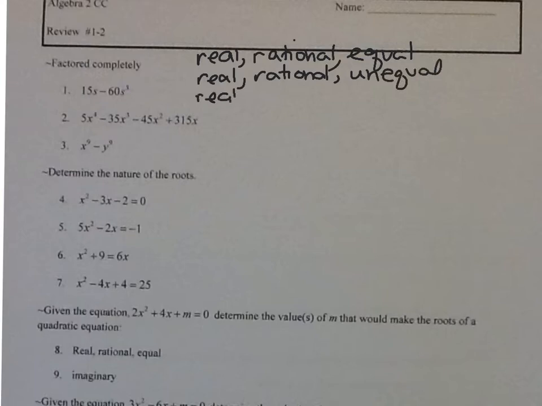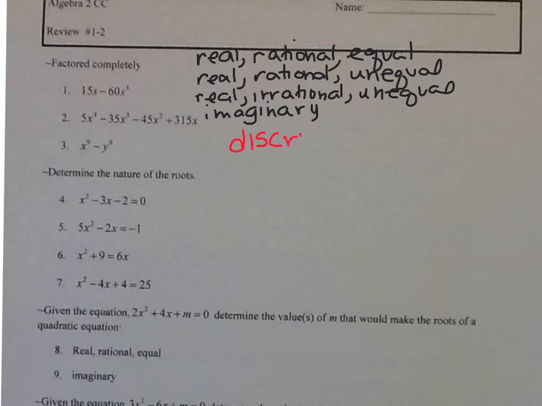real, irrational, unequal, imaginary. Okay, those are your 4 choices. All right, so remember, we want to do the discriminant. The discriminant is what's under the square root symbol from the quadratic formula, which is b squared minus 4ac. All right, so let's take a look at 4.